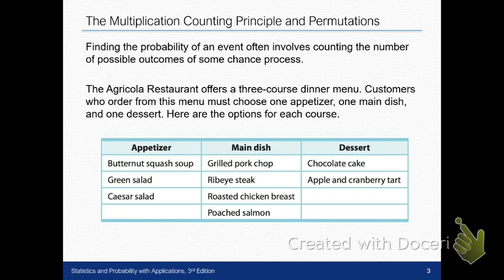to make. So in this example, I'm going to a restaurant and I have a 3-course meal that I get, but I have a choice of 3 appetizers, then I have a choice of 4 main dishes, then I have a choice of 2 desserts.